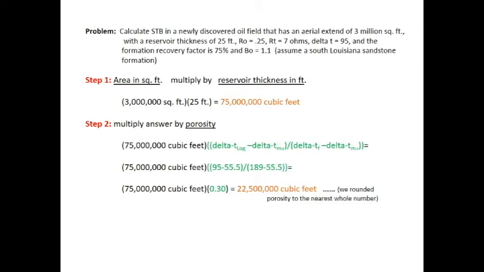So we have 75 million cubic feet multiplied by 95 minus 55.5 divided by 189 minus 55.5. Our answer, 75 million cubic feet multiplied by 0.3 or 30% equals 22,500,000 cubic feet. We round porosity to the nearest whole number.